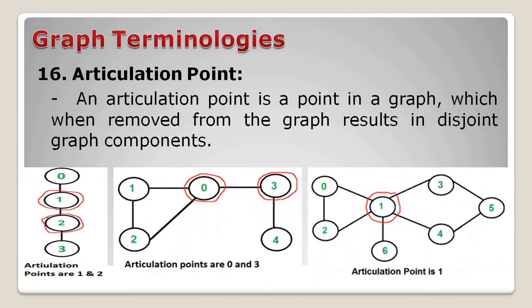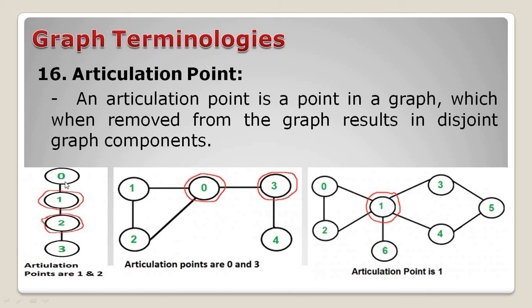And the next, there is a graph terminology we are going to be learning, there is an articulation point. So here the articulation point means an articulation point is a point in a graph which when removed from the graph results in disjoint graph components. A practical example of articulation points would be critical points in a network graph whose removal might create a whole system shutdown. It means that like consider we are having the first example into the left side.